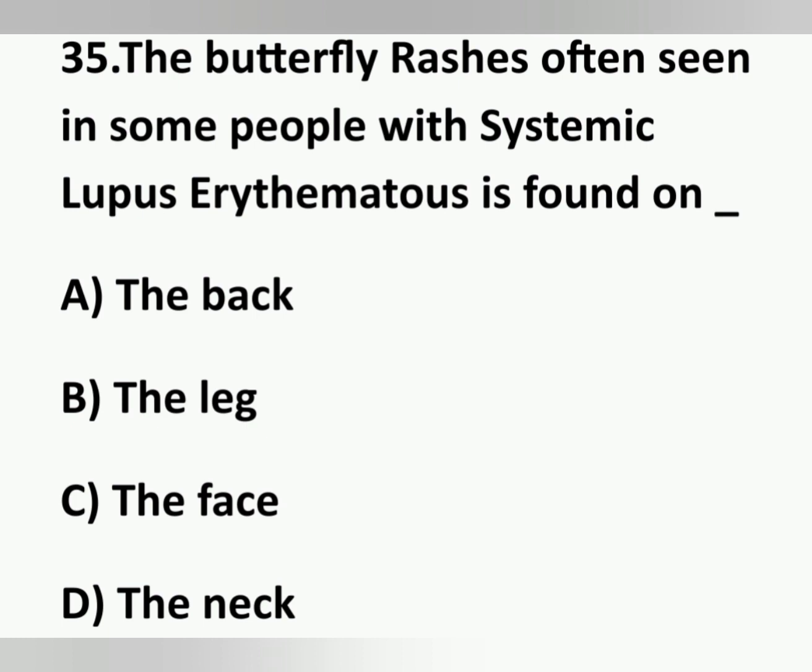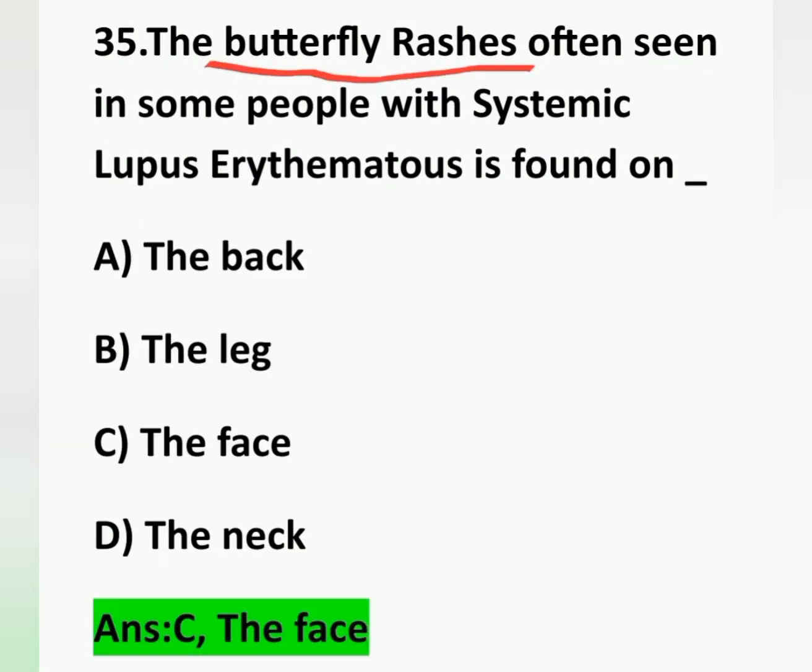The butterfly rash often seen in some people with systemic lupus erythematosus is found on. Options. Option A, the back. Option B, the leg. Option C, the face. Option D, the neck. In systemic lupus erythematosus, the butterfly rash appears on the face. Option C is the correct answer. The butterfly rash is seen on the face in systemic lupus erythematosus patients. Option C is the correct answer.